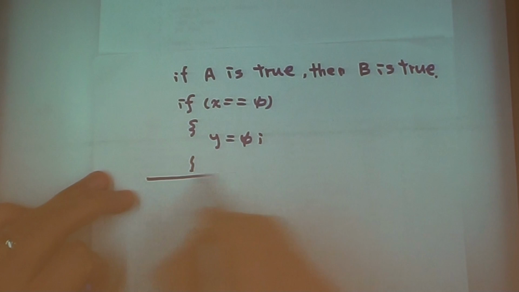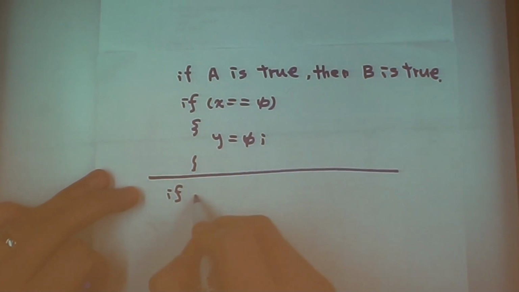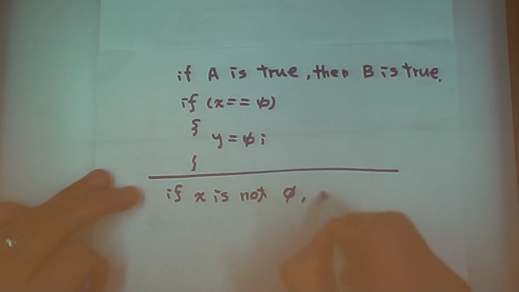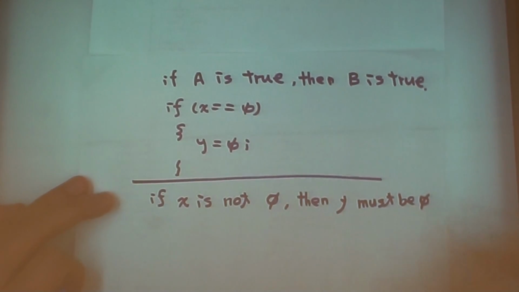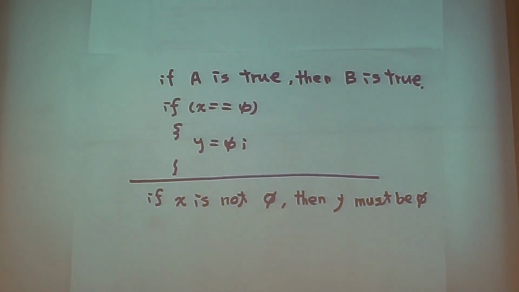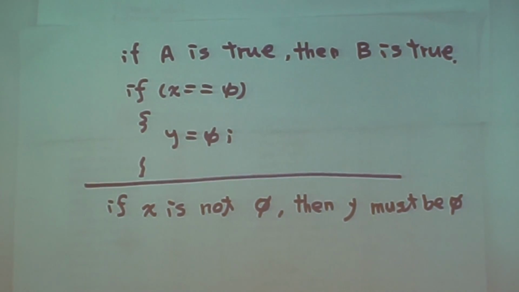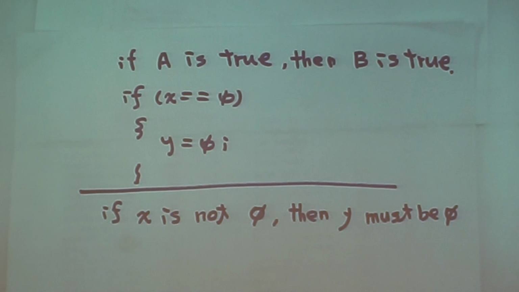So can I say the following statement? If x is not 0, then y must be 0. Can I make that statement? No. If x is not 0, this if statement is not true, therefore you have no idea about y. So this is wrong, right?